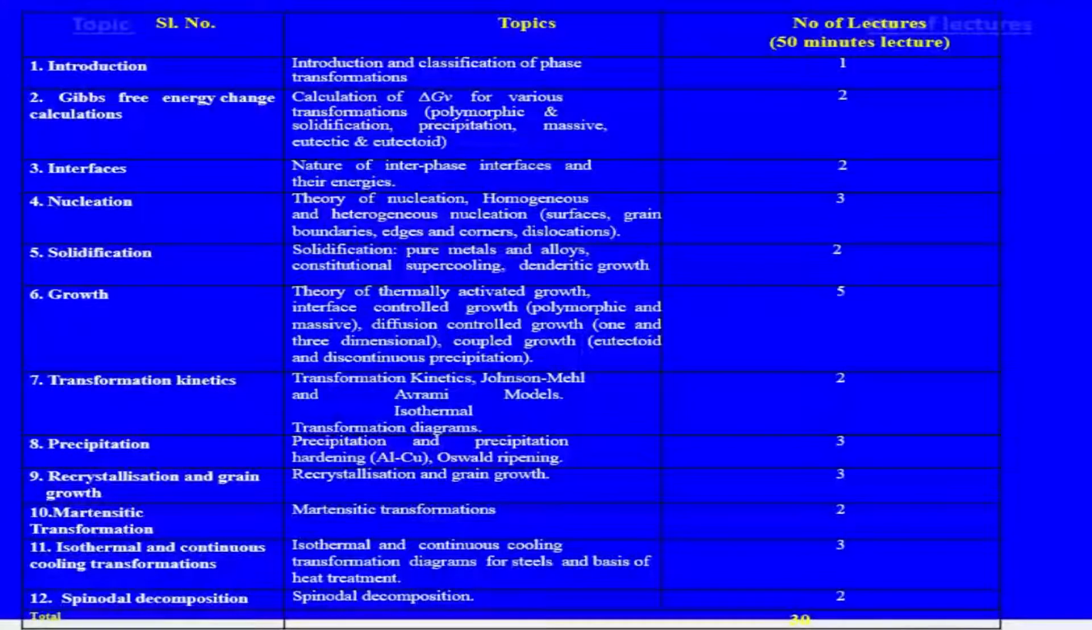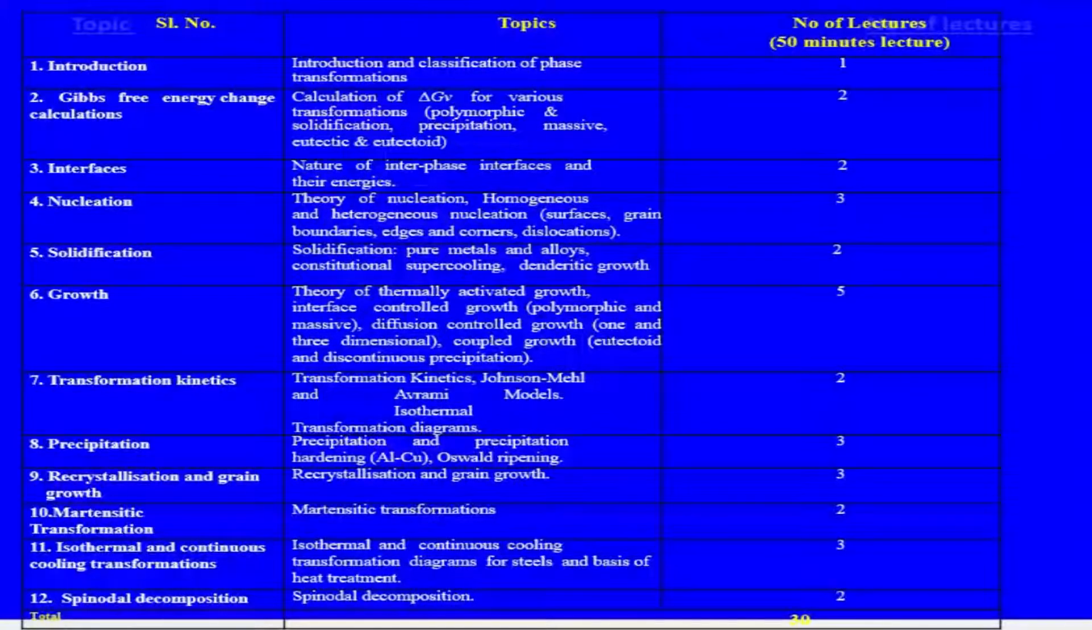I do not know whether everything is coming in the screen or not, but anyway, the most important thing is that at the beginning we are going to give you some idea about free energy, because that is the thermodynamics part of the phase diagram. So, we will show you the calculation of delta G of various transformations. Then we will talk quite a bit about interfaces. Interfaces means liquid-solid, solid-solid, grain interfaces.